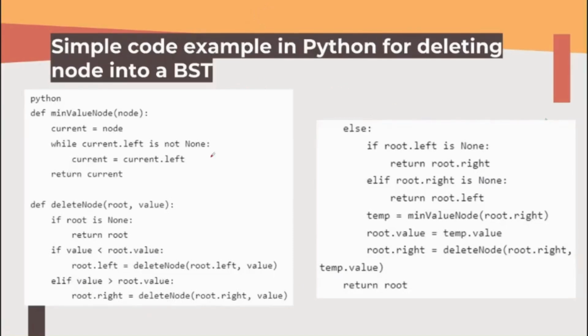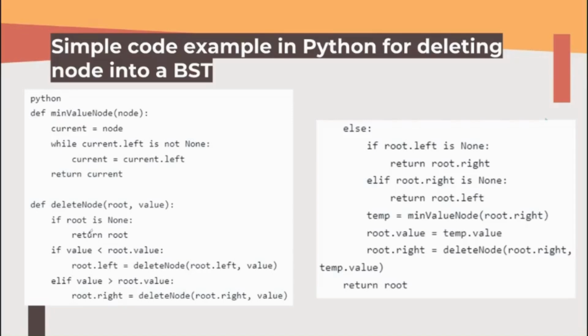This is the code for deleting a node in a BST. For finding the minimum value node, we take the current element as a node, and while current.left is not None, that means there is an element at the left side, we move to the left side, then return that node. Every time, the left side nodes are smaller than the root node, so we check the left side to find the minimum value.